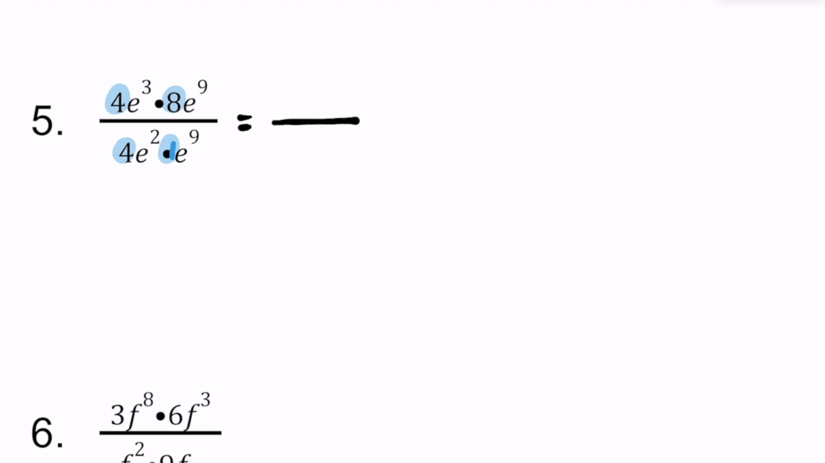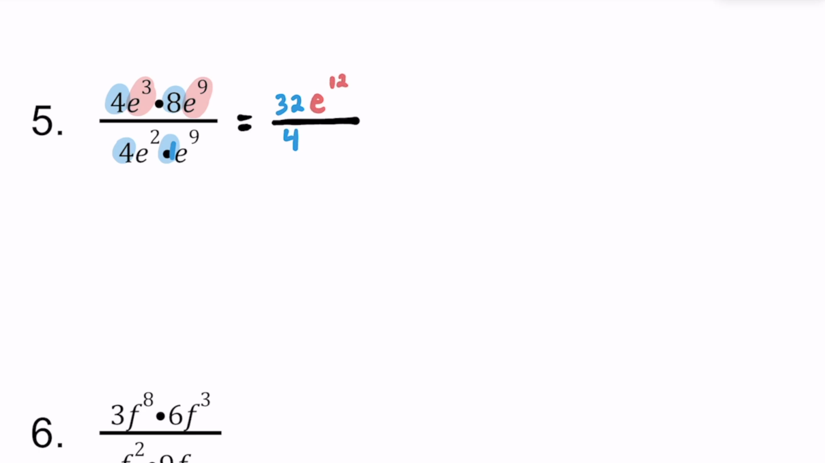On top, 8 times 4 is going to be 32, right? And on bottom, 4 times 1 is going to be 4. So that's why that's going to stay as a 4. Moving on to these variables, we have a product on top, so e to the 3rd times e to the 9th. Using the product property, 3 plus 9, that's going to be to the 12th power.